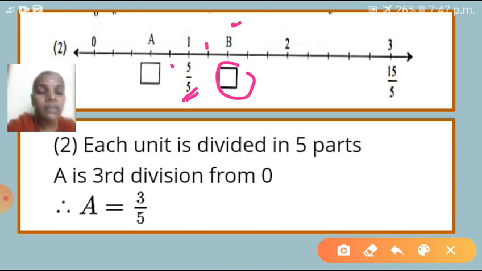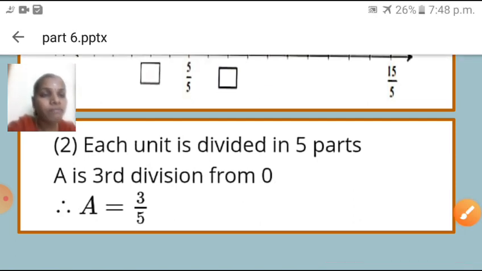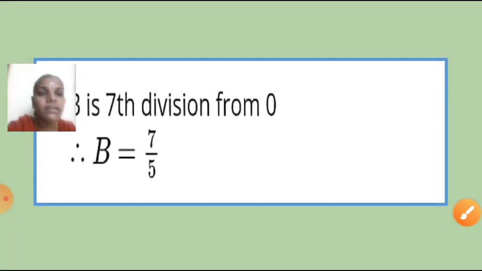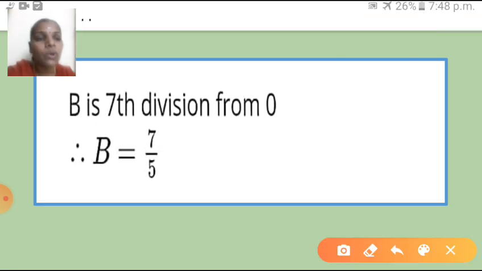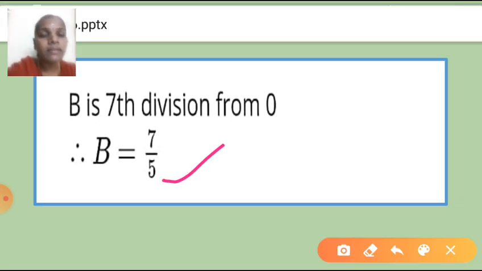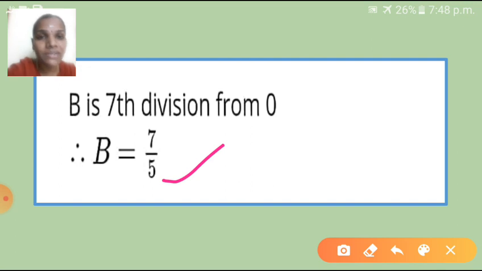Children, see here, I have given the solution. Each unit is divided in 5 parts. A is the third division from 0. So therefore A is equal to 3 upon 5. And B is equal to what? Yes, 7 upon 5. See here, B is the 7th division from 0. Therefore, B is equal to 7 upon 5. Understood children?